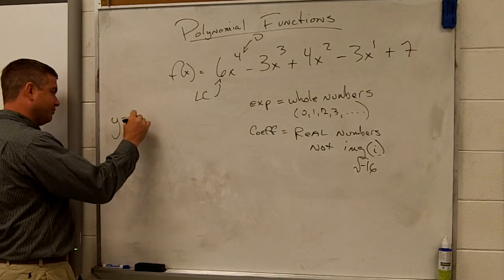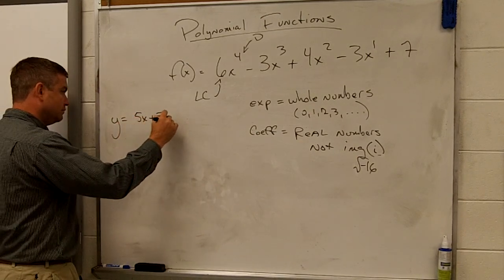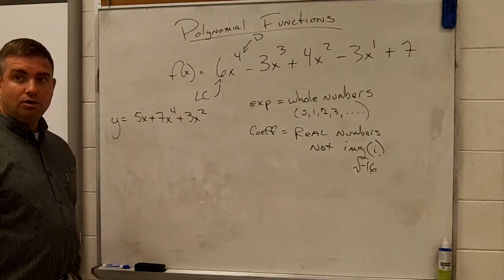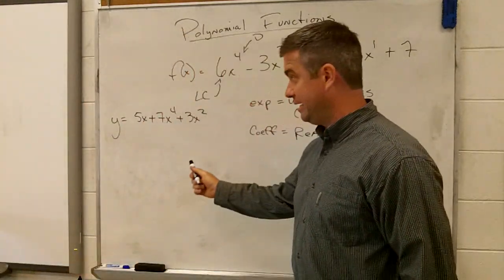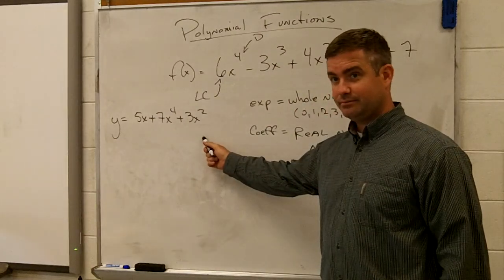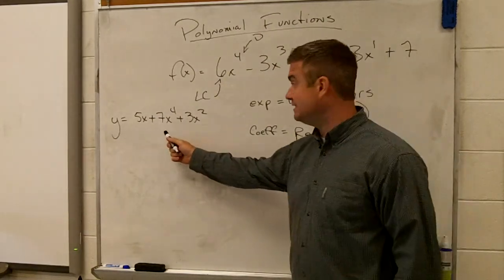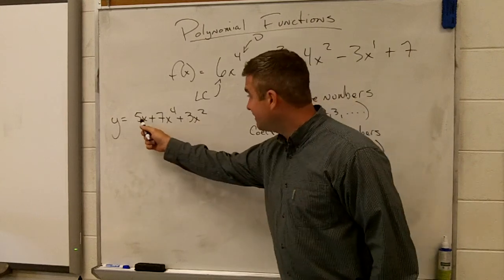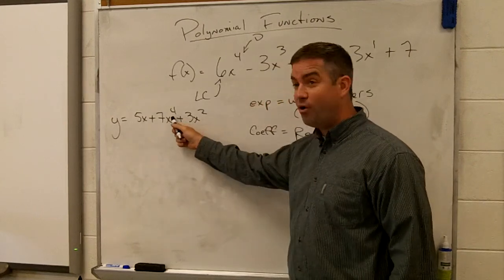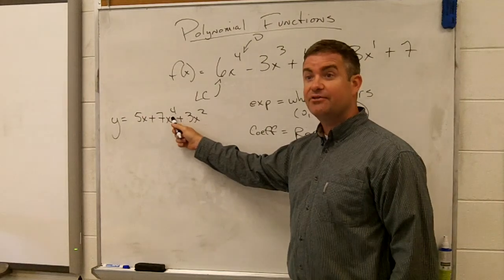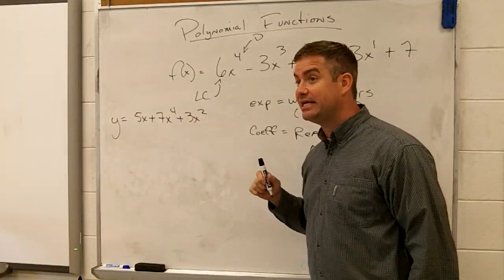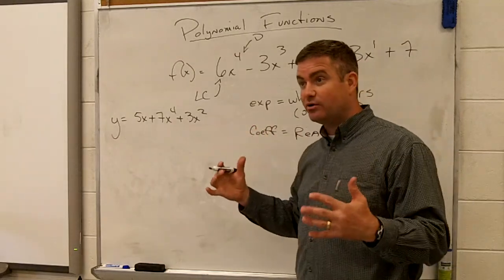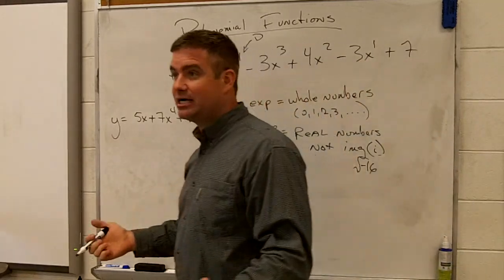Here's another example though. What is the degree in this example? 4. You might be tempted to say 1 or 2 and get confused. But if I've got a 1, a 4, and a 2, 4 obviously is the biggest. The degree is 4. What is the leading coefficient? 7. The 7 and the 4, they go together. Okay, that's not a hard concept.